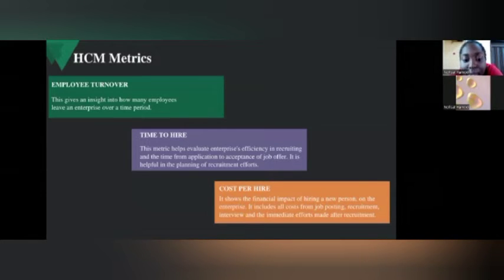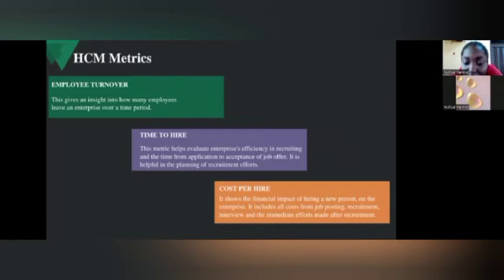2, time to hire. It helps to evaluate enterprise efficiency in recruiting and the time from application to acceptance of the job offer. This shortens the time between application, selection, and acceptance, because before the introduction of information systems, all these processes had to be physical, which takes longer. But with the automation brought about by information systems, the time between application, selection, and acceptance has been reduced to the barest minimum.